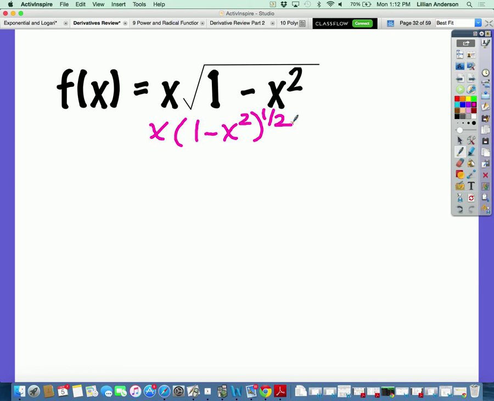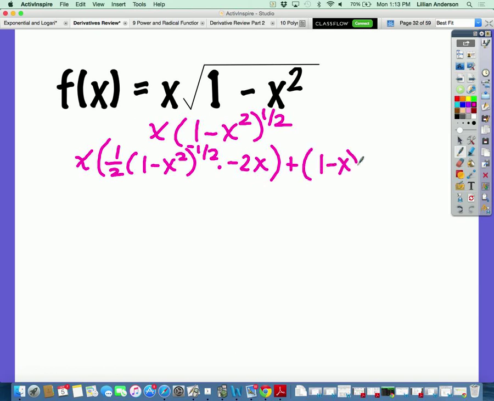So I need the product rule here. The first times the derivative of the second. The second is where the chain rule comes in. So you take the derivative of the outside, you multiply by the derivative of the inside. So that is for the product: the first times the derivative of the second. There's your chain rule there. Then plus the second times the derivative of the first, which is just 1.